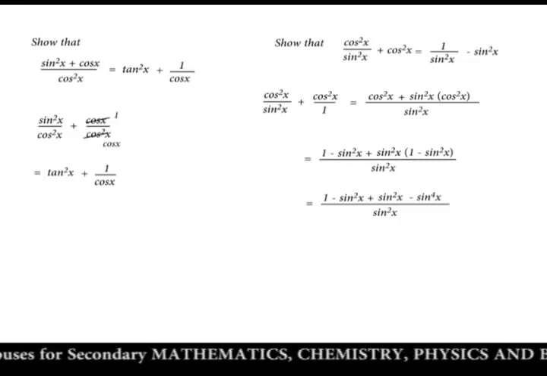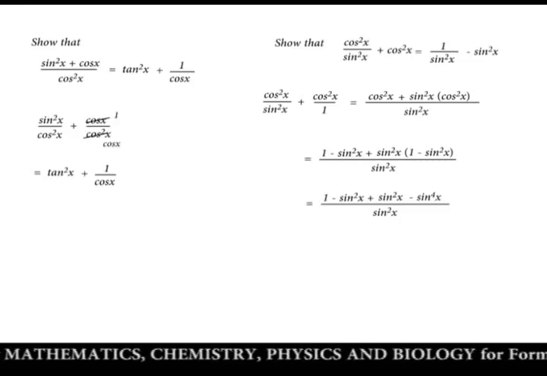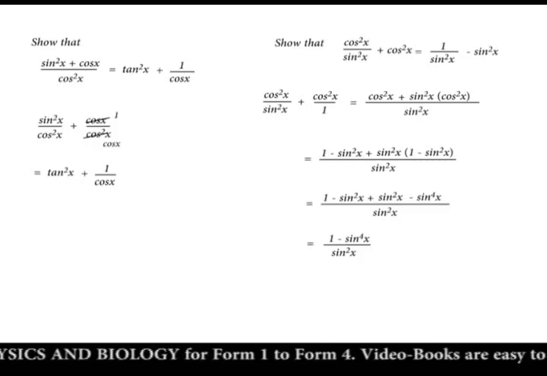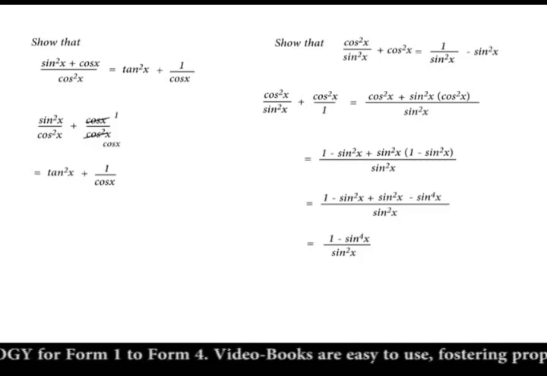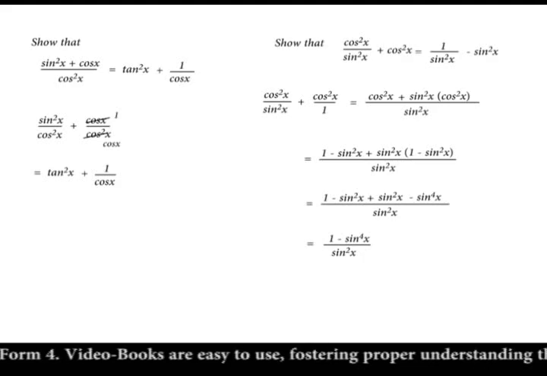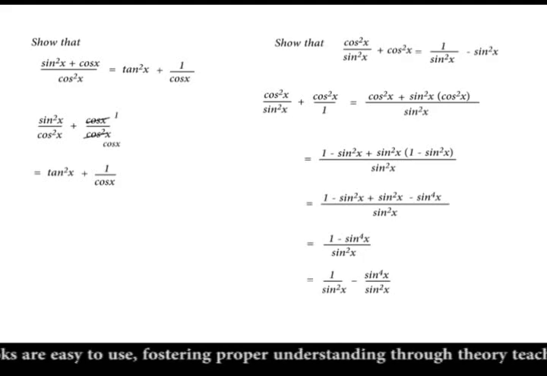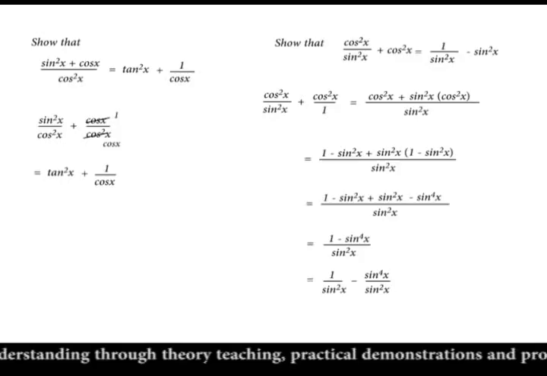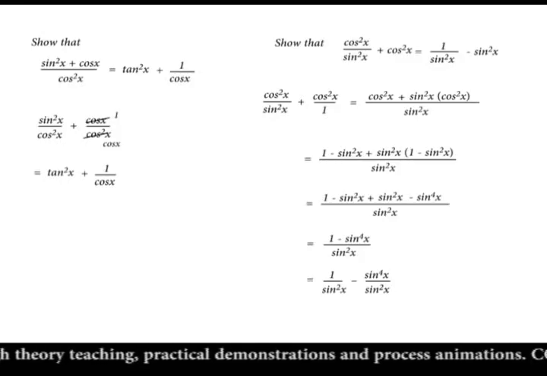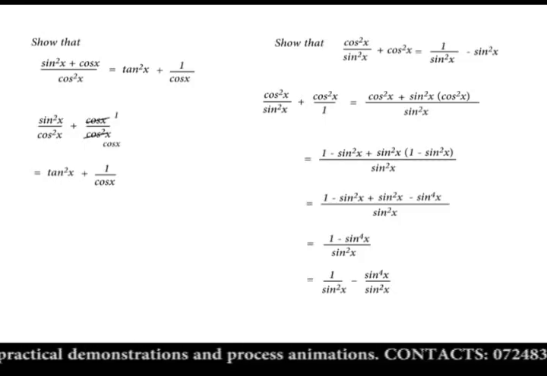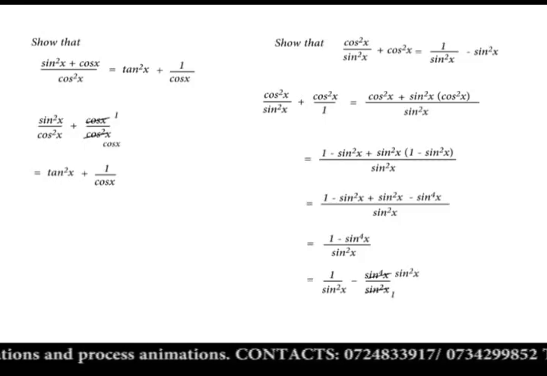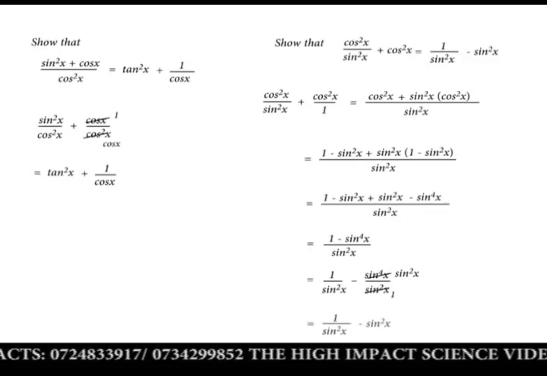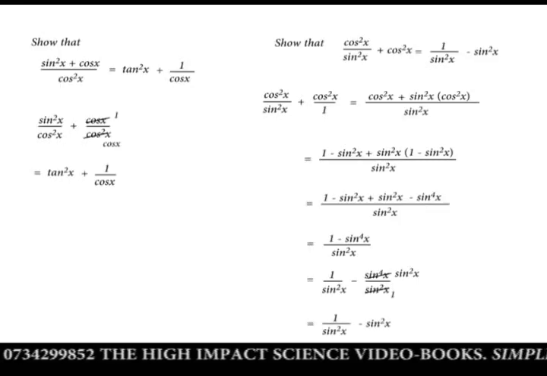Minus sin²x plus sin²x is 0, and so we shall remain with (1 − sin⁴x) / sin²x. We break that into distinct fractions, and we shall have 1/sin²x minus sin⁴x/sin²x. Sin²x will divide into sin²x once and into sin⁴x sin²x times, and so we shall remain with 1/sin²x minus sin²x.